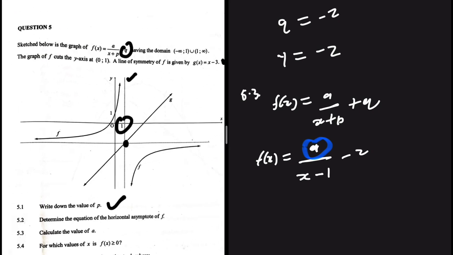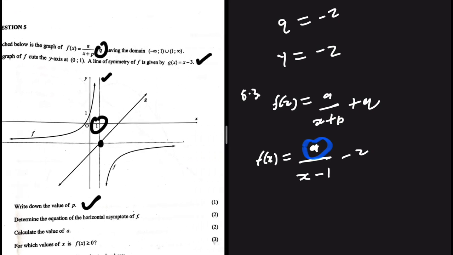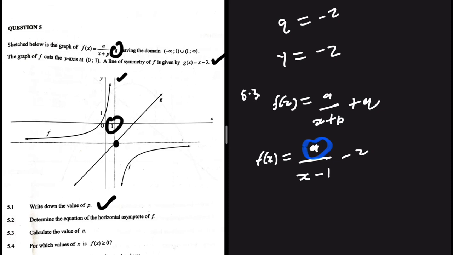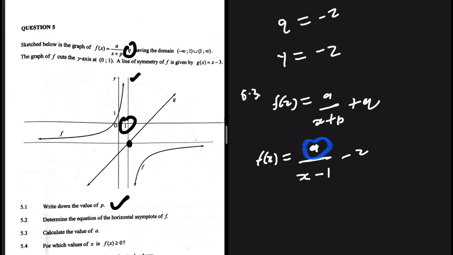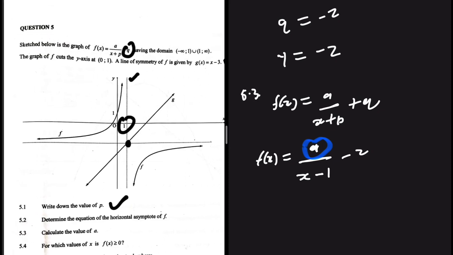I was just checking if I'm substituting them in the correct way. So this is f of x as we have it. We need to substitute a point into f of x so that we can find the value of a. That's what I'm thinking. There might be another approach, but that's what I'm thinking. So let's see if we have a point here. Do we have a point we can substitute into f of x? Let's take a look. There has to be something we can substitute here.